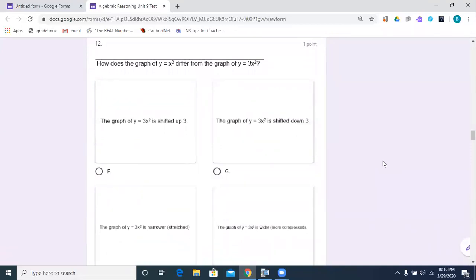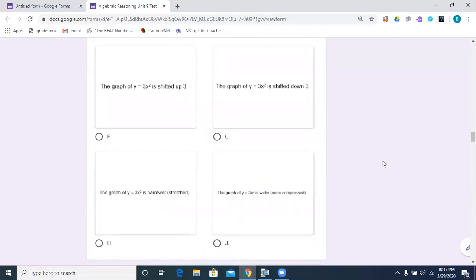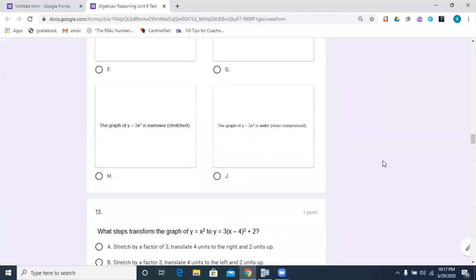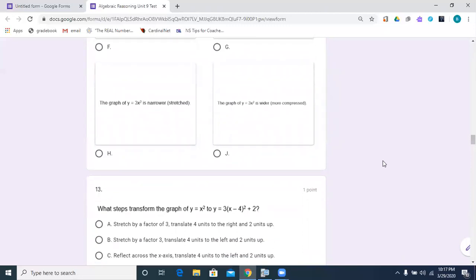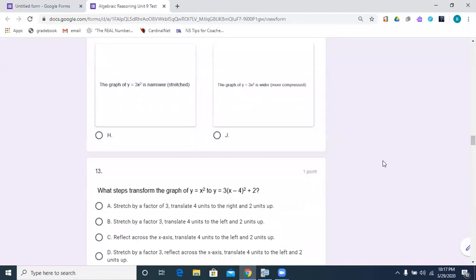Number 12. How does the graph of y equals x squared differ from the graph of y equals 3x squared? F, the graph of y equals 3x squared is shifted up 3. G, the graph of y equals 3x squared is shifted down 3. H, the graph of y equals 3x squared is narrower or stretched. J, the graph of y equals 3x squared is wider or more compressed.